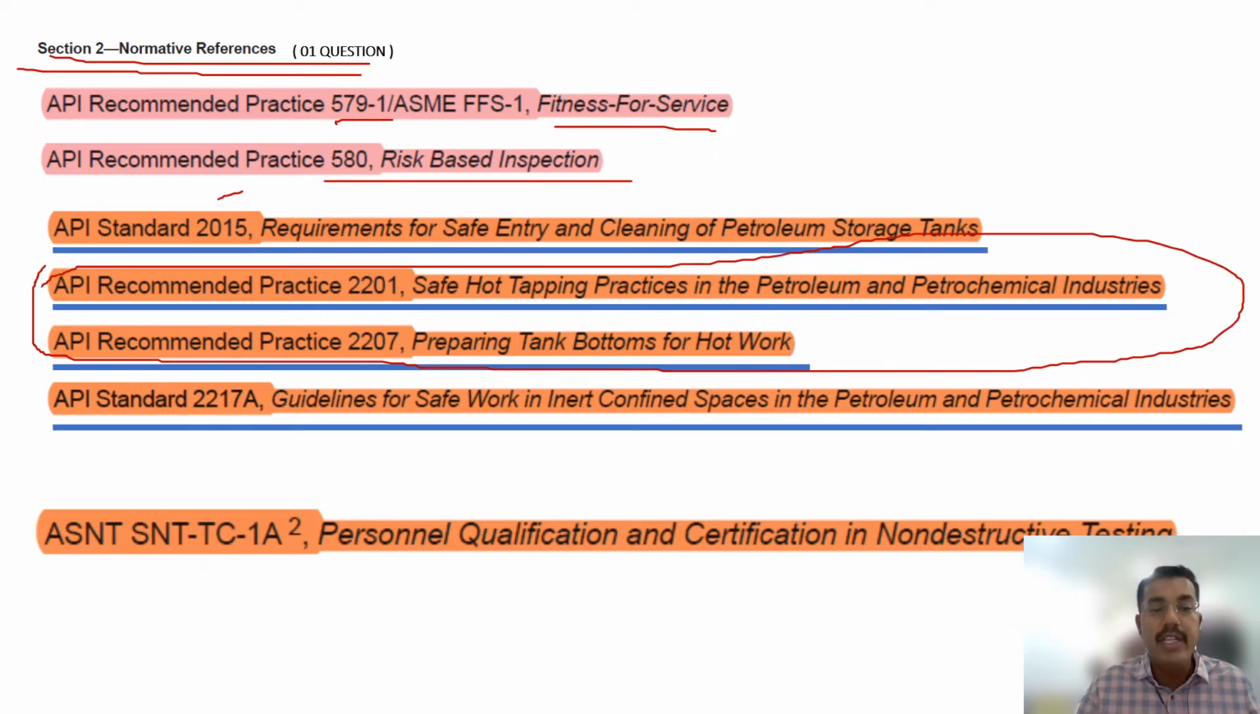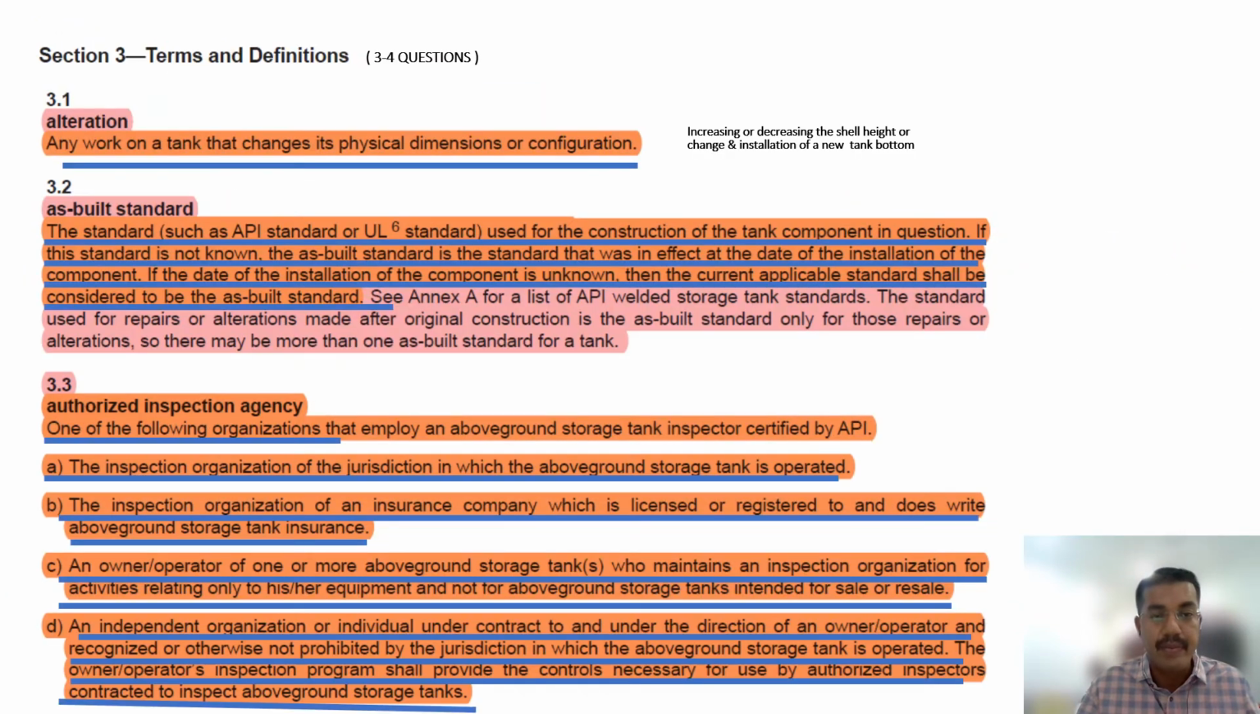So API 2015 is requirement for safe entry and cleaning of petroleum storage tanks. API 2201 is safe hot tapping practice in the petroleum and petrochemical industries. API 2207 is preparing tank bottom for hot work. API 2217A is guidelines for safe work in inert confined space in the petroleum and petrochemical industries. And SNT-TC-1A is for personnel qualification and certification of non-destructive testing. You have to remember this, and you will find 1 question in the API 653 exam.